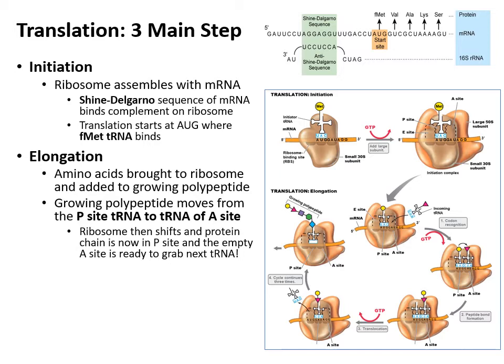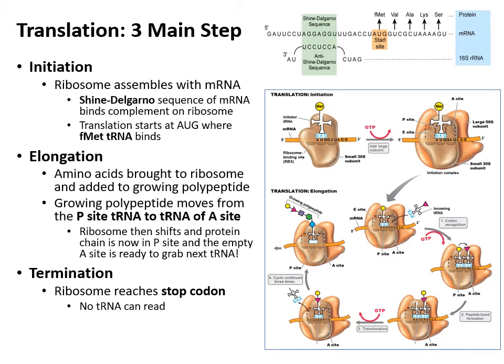Then you can't have this go on forever, so termination has to occur. Termination is when the ribosome reaches a stop codon. And I want you to circle stop codon and remind yourself that there is no tRNA that can read this, which means no amino acid can be brought in to the ribosome once you have a stop codon. Instead, a release factor protein, sometimes written as RF protein, binds to the stop codon and allows for the protein chain to be released and the ribosome to be disassembled.